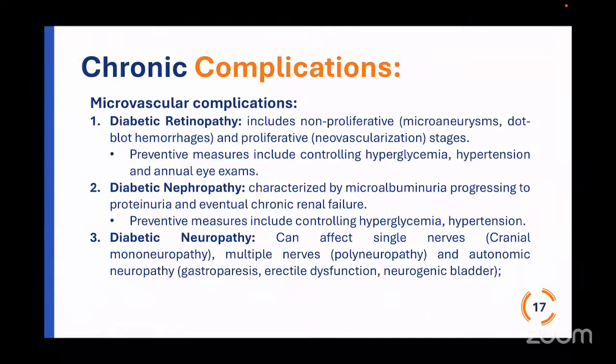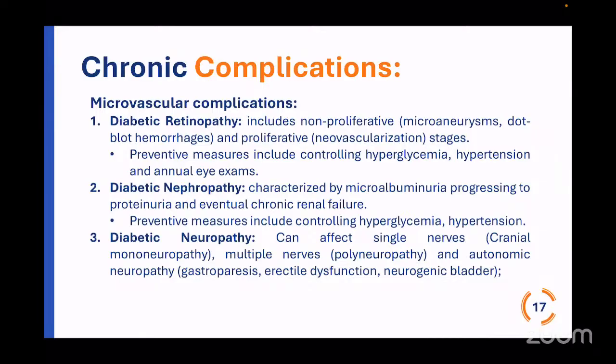So chronic complications, as we said, we have microvascular and macrovascular. Microvascular complications include diabetic retinopathy, diabetic nephropathy, and diabetic neuropathy. Diabetic retinopathy includes non-proliferative and proliferative stages. In the non-proliferative stage, we can see microaneurysms, dot blot hemorrhages, and macular edema, while in the proliferative stage, we see neovascularization, which is new vessel formation. Preventive measures include controlling hyperglycemia, controlling blood pressure, and performing an annual eye exam.